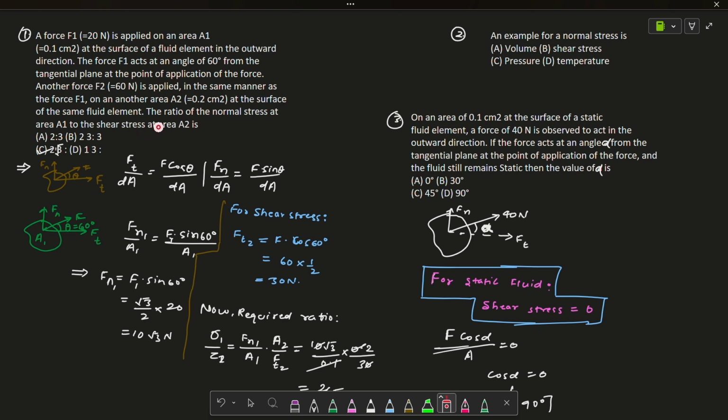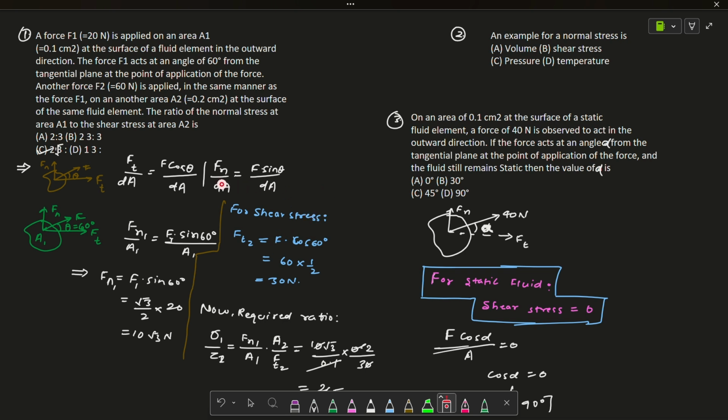Now for the area A1, what they are asking is the normal stress at area A1. So we have to take the component Fn1: Fn1 divided by A1 equals F1 sin 60 divided by A1. A1 gets cancelled, so Fn1 is equal to F1 times sin 60 degrees, that is root 3 by 2, and the value of F1 is 20 Newton, given there. So we cut it as 10 times, so 10 root 3 Newton is the value of the normal force for area A1.